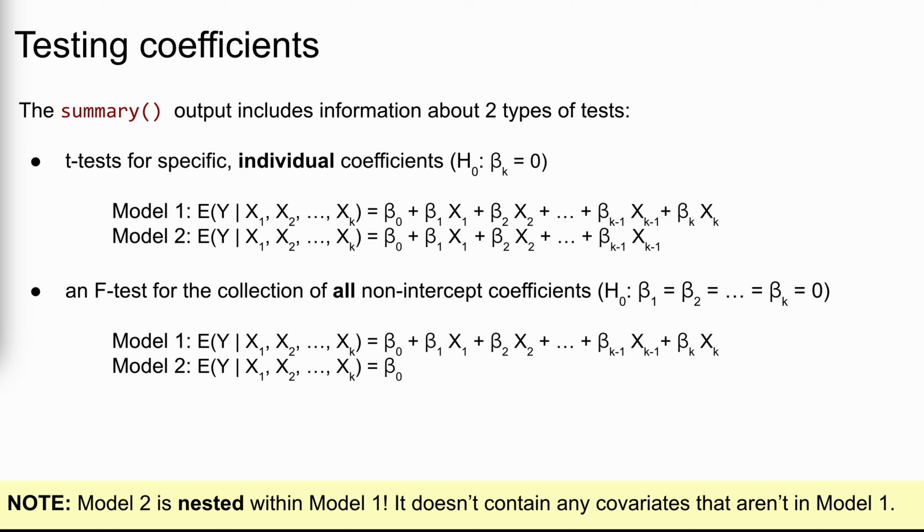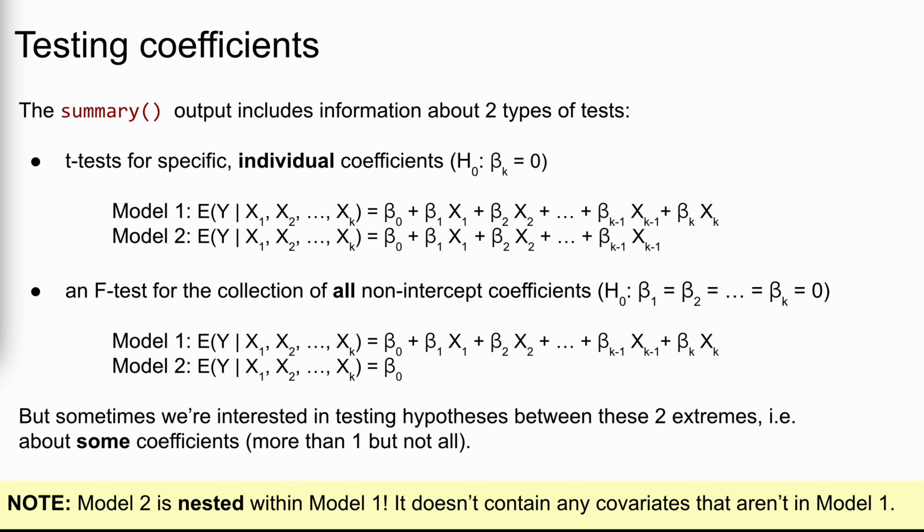Okay, so we can do a t-test for one coefficient or an f-test for all coefficients, but sometimes we're interested in testing hypotheses between these two extremes about some coefficients, where by some I mean more than one, but not all.